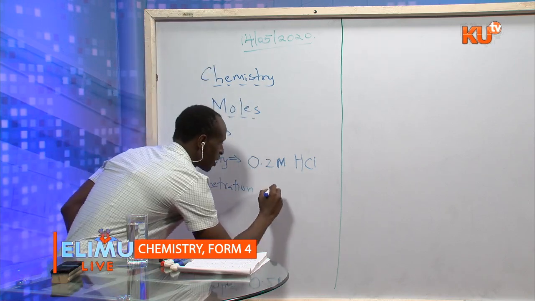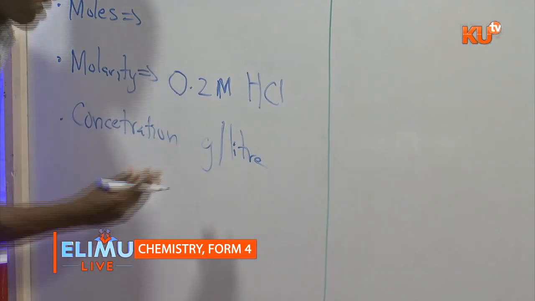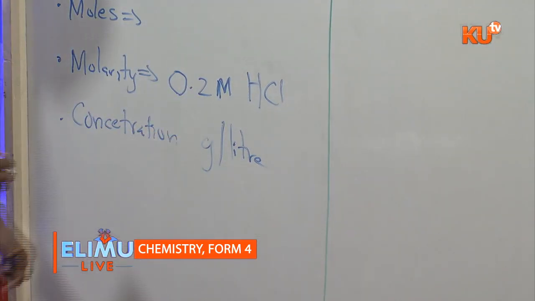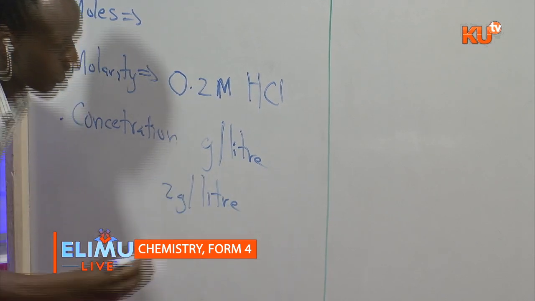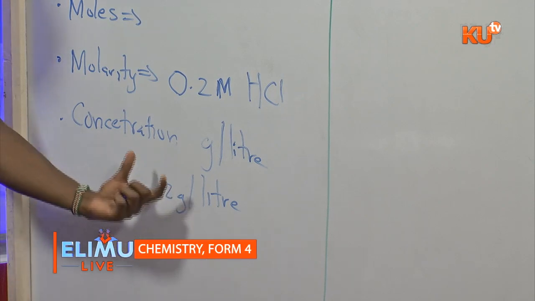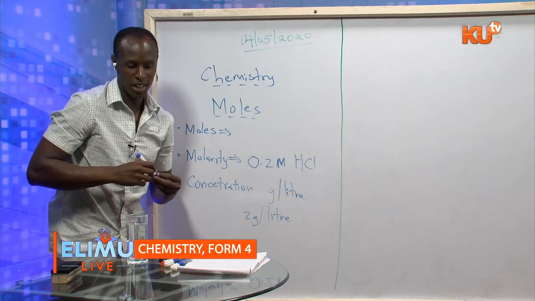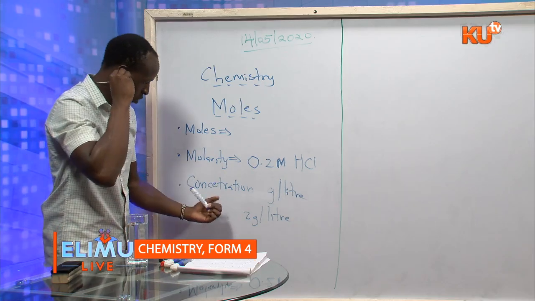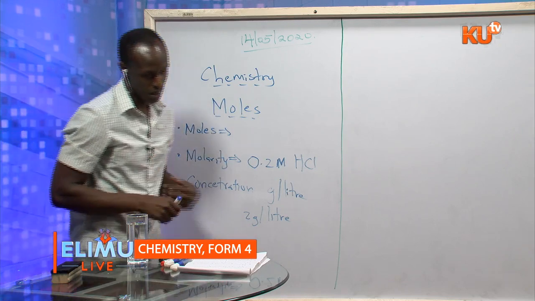And to indicate it in grams per liter, the slash stands for per. So I can have 2 grams per liter. So this is concentration. And you can convert concentration to molarity. We'll look at that later, how we can convert concentration to molarity.